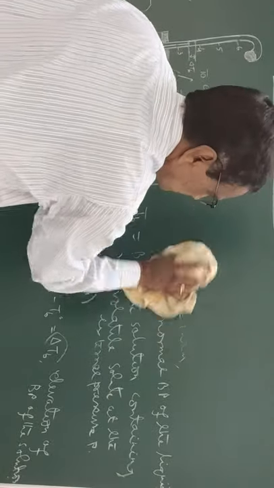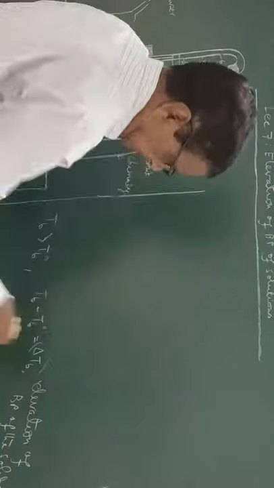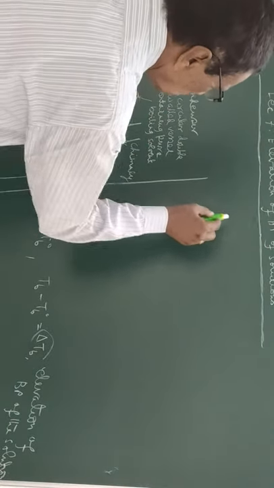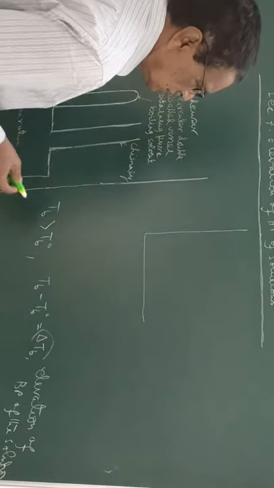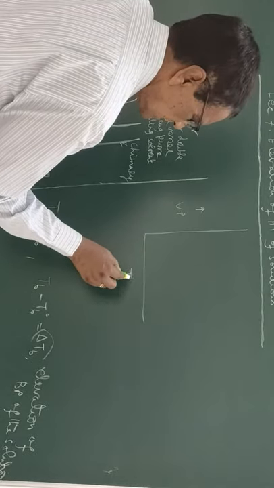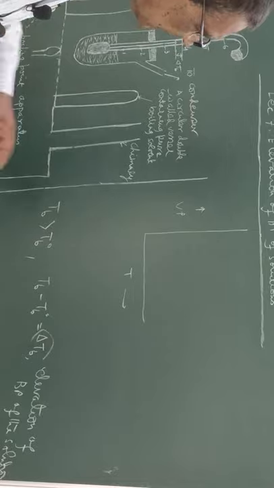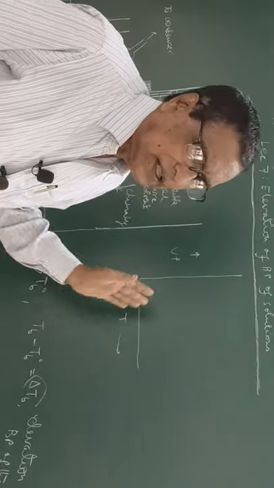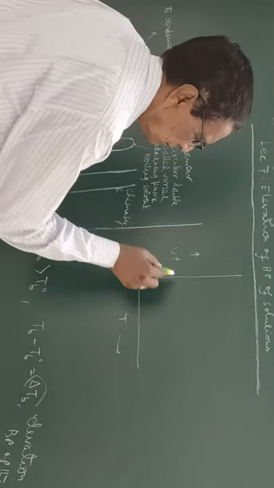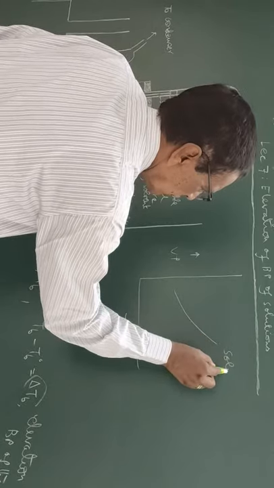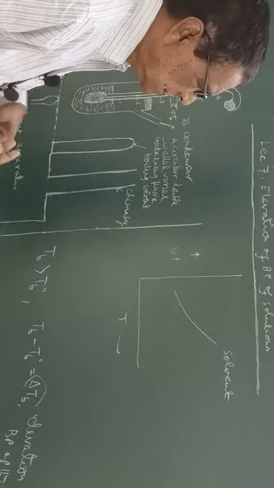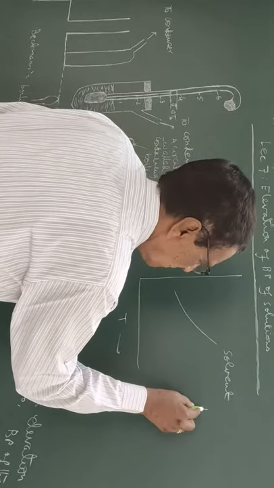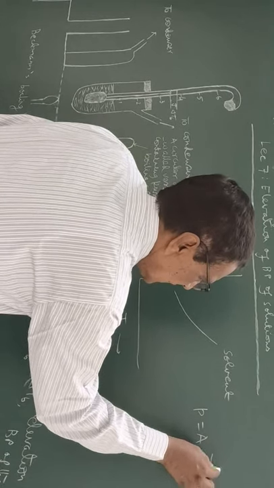Now today, I would like to search for the origin of this elevation of boiling point by using the vapor pressure of the liquid. Vapor pressure is plotted against temperature, and with rising temperature, vapor pressure increases, and the vapor pressure of the solution is lower than that of the pure solvent. So if we draw this curve, this curve is for the pure solvent. The nature of this curve is exponential, and it has already been described by the Clausius-Clapeyron equation: P equals A times e to the power minus L_v bar by RT.